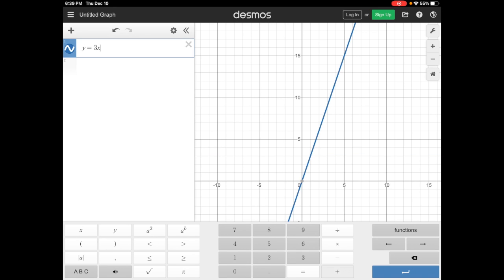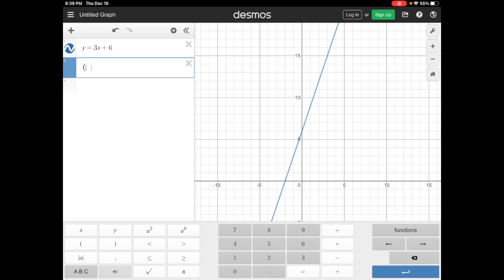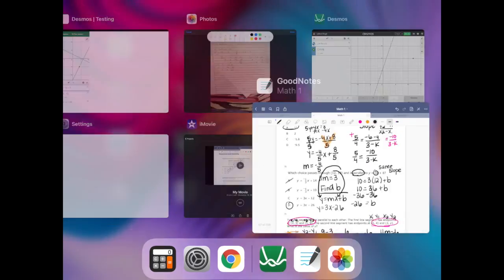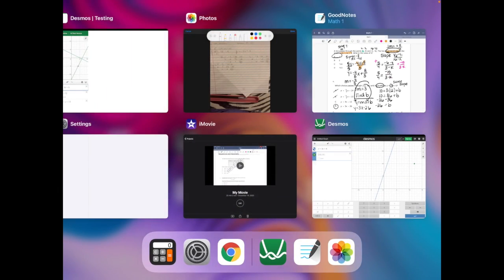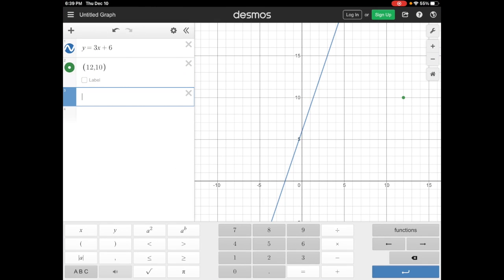I can also check this in Desmos, and I can plug in my values here. So I could say y equals 3x plus 6, and it has to go to the point 12, 10. Let me make sure I got those numbers right. We already decided it couldn't be the other, so we have y equals 3x minus 26. Now we can see that it goes through the point.